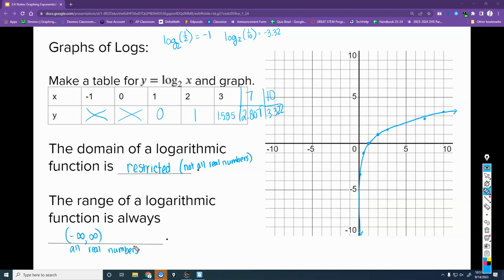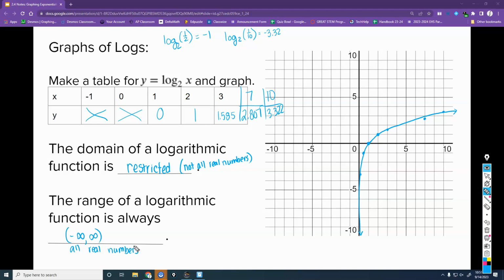Notice how it switched? What do we do whenever we find the inverse of something? We switch x and y. Does it make sense then that the domain and the range switched here? Domain is x's, range is y's. So we see that switched on log functions. So domain of exponentials is always all real numbers. Range of logarithmic functions is always all real numbers, right?